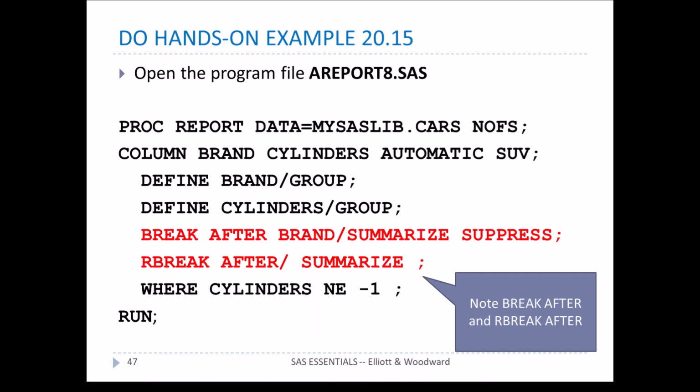So let's see how that works. Here we open up the program file areport8, and here we have PROC REPORT, and we define the columns brand, cylinders, automatic, and SUV. Then in red down below, first of all, we define brand and cylinders in our DEFINE statements. Then we have BREAK AFTER brand /SUMMARIZE SUPPRESS, and then RBREAK AFTER /SUMMARIZE. And then we're saying where cylinders is not equal to -1, we're going to leave out the Mazda cars that have no cylinders.